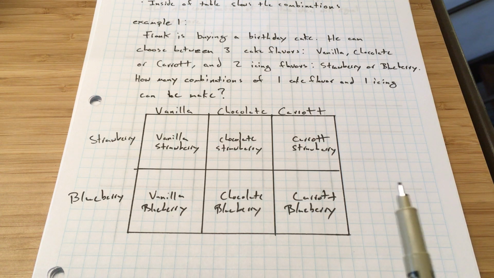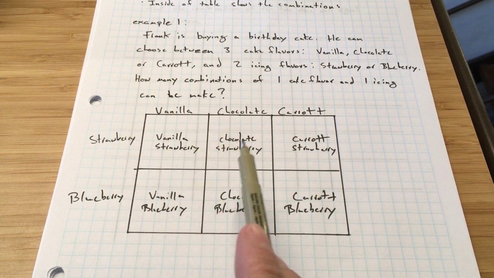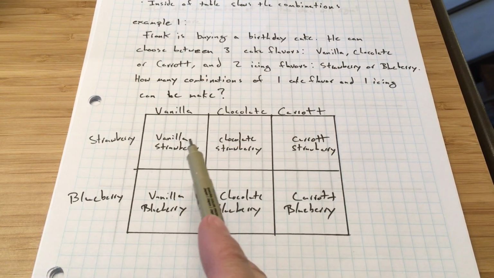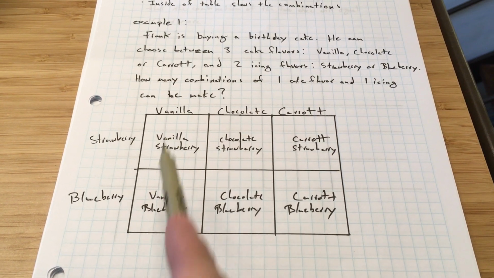And what else do I want you to notice here? If you look along this line, these are all strawberry icings, but with 3 different flavors of cake. And if you look this way, these are both vanilla, but it shows the 2 different options of icing.